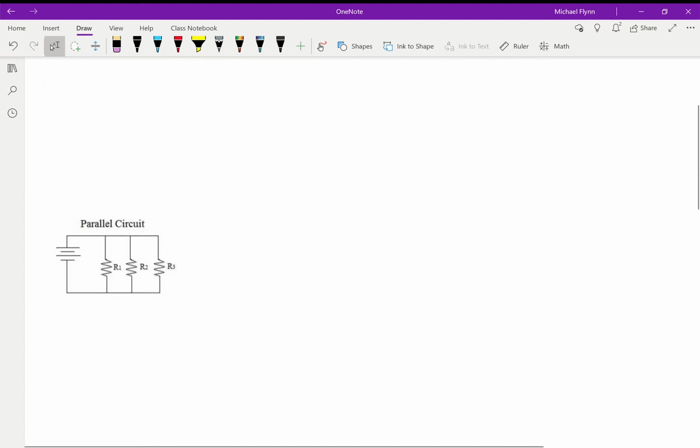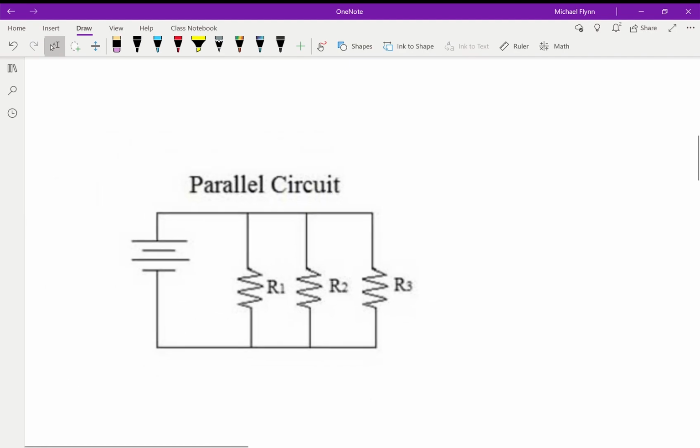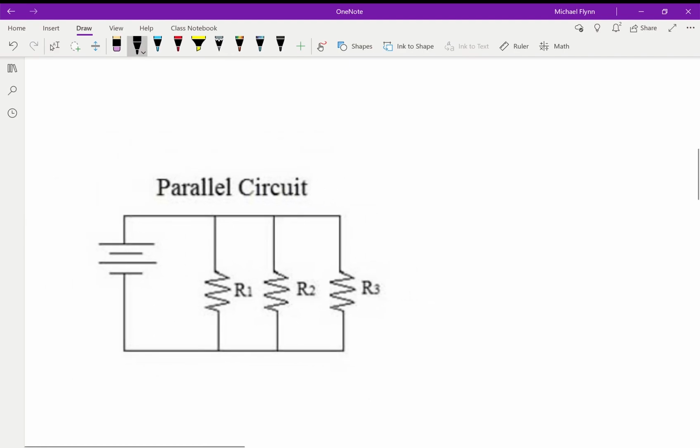Well, now let's look at the parallel circuit. Okay, so here's our parallel circuit, and again, what I'm going to do is I'm going to say that this is the voltage in the battery. Here, let's use conventional current. This is the current in the battery. This is I1, I2, and I3, and remember they do not have to be the same in a parallel circuit.